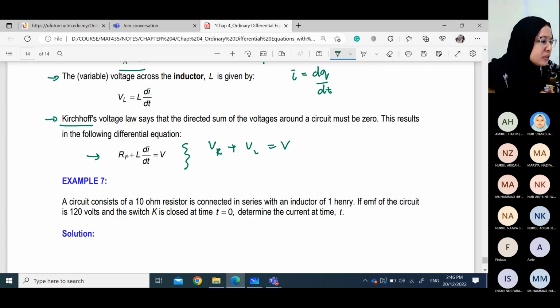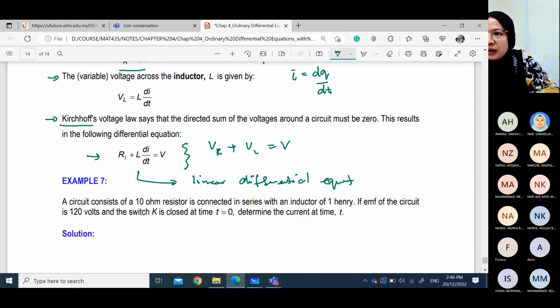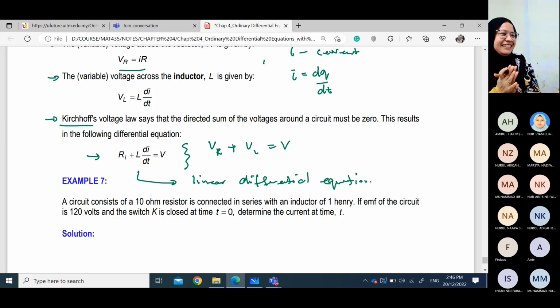Okay, so based on this equation, we identify that this is a linear differential equation. If you look at the model, it is a linear differential equation because it involves di/dt, and we have R and also V there. Okay? Do you understand? Okay, great. Alright.